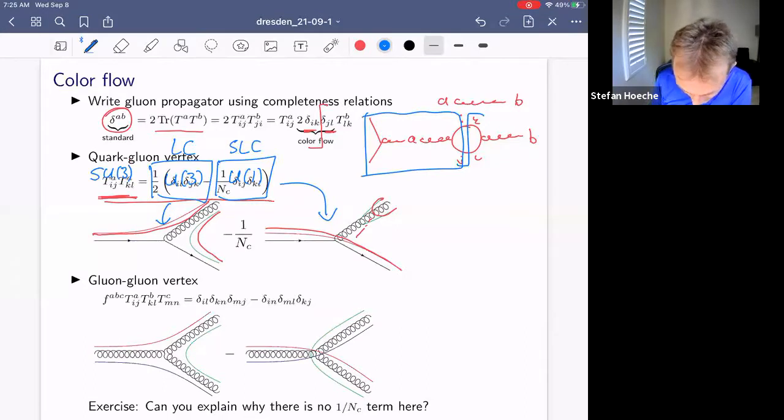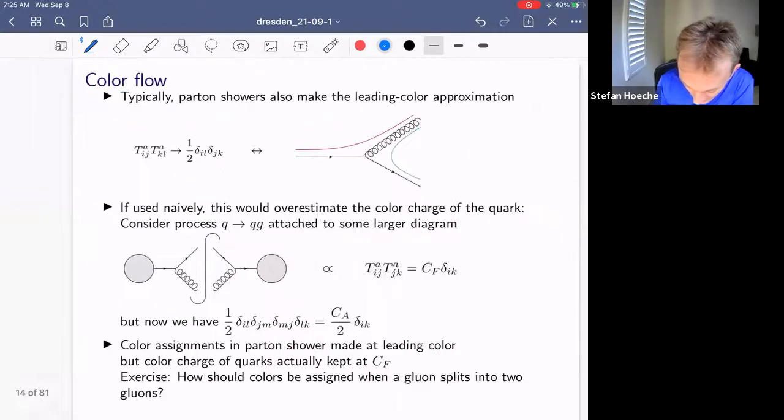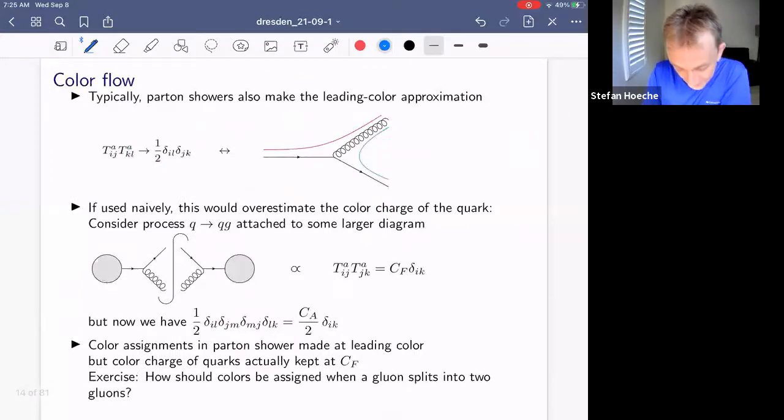This is why it's called the color flow in the event. You can do the same thing for the gluon-gluon vertex. In this case, you will have two terms, this one, and they come with a relative minus sign. And your next exercise would be to explain why there is no 1 over NC term here. And also to think about, okay, I'll mention this later.